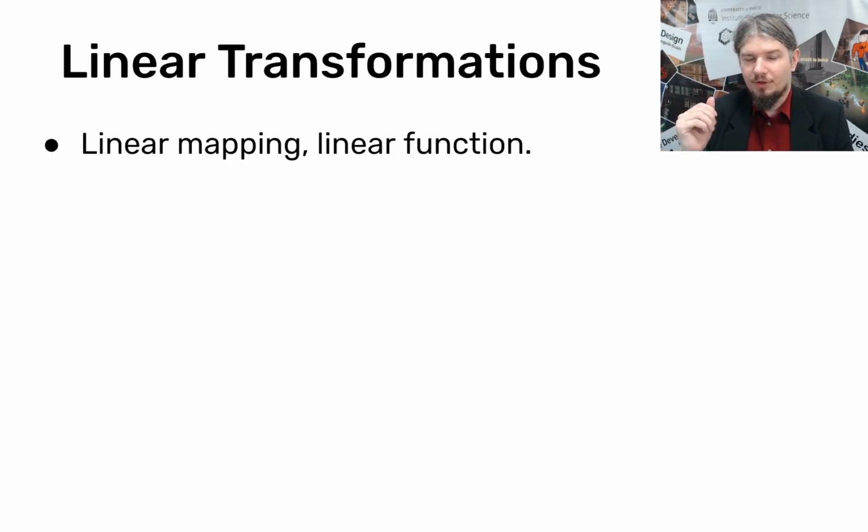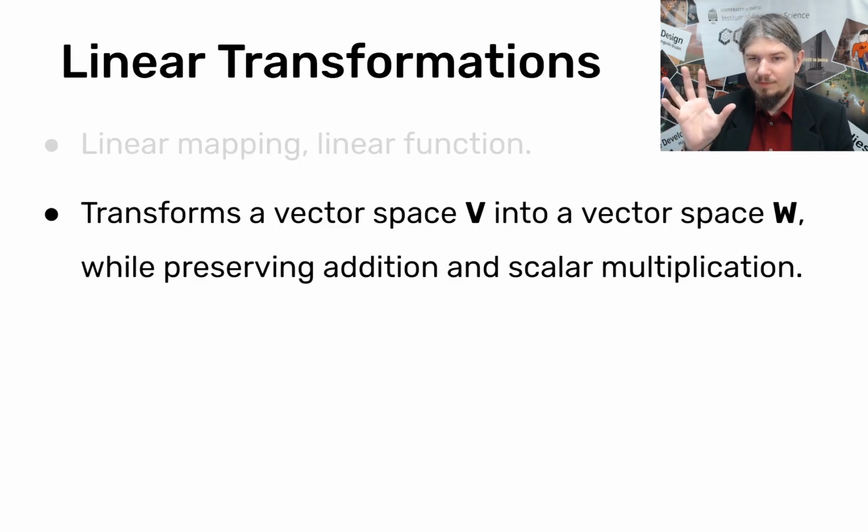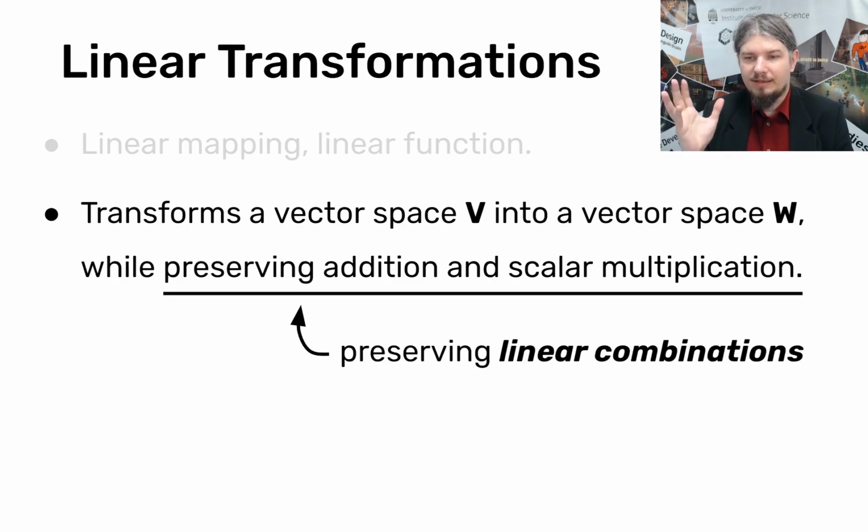Linear transformations are also known as linear mappings or linear functions. They transform a vector space V into another vector space W while preserving addition and scalar multiplication. Or we could say that they are preserving the linear combinations of vectors.